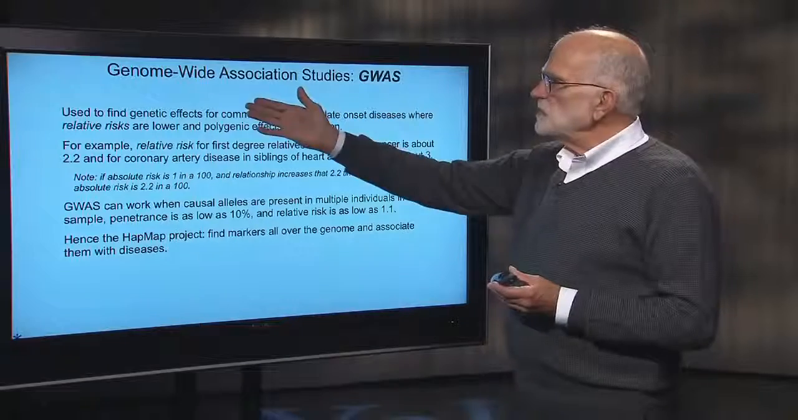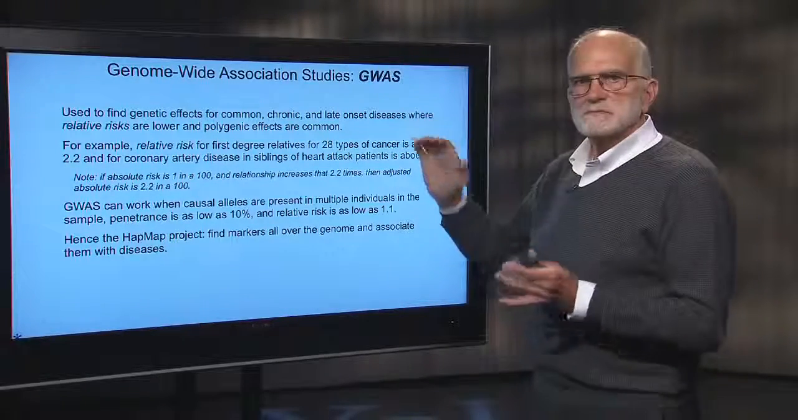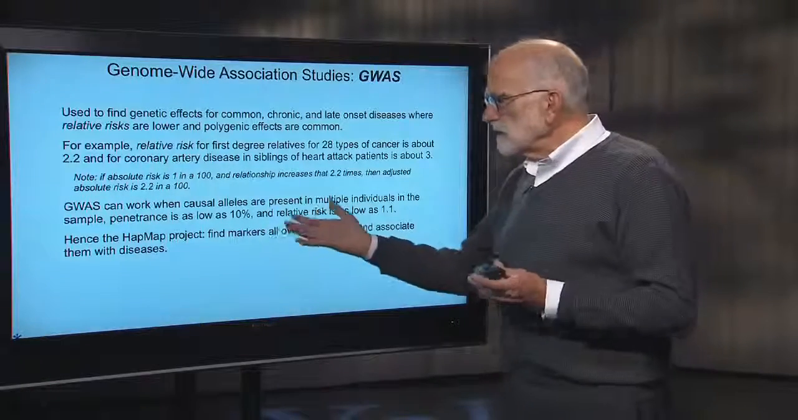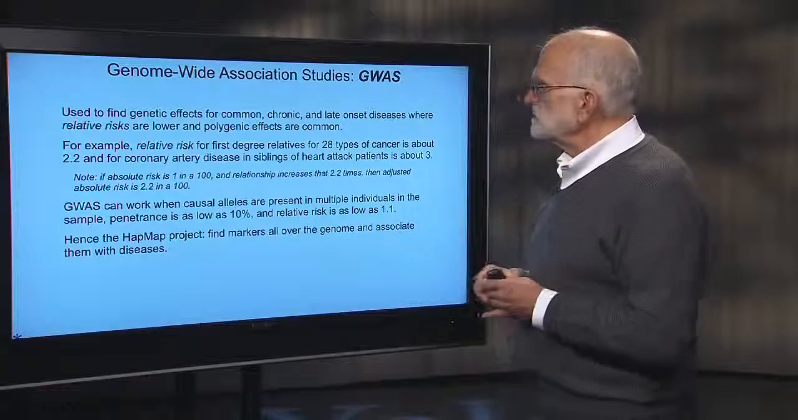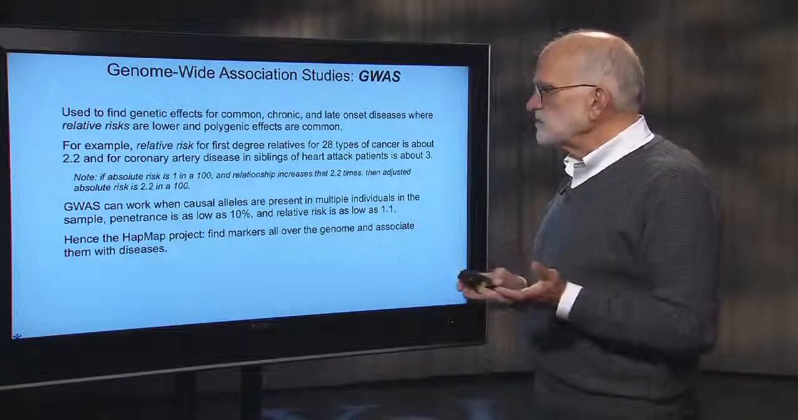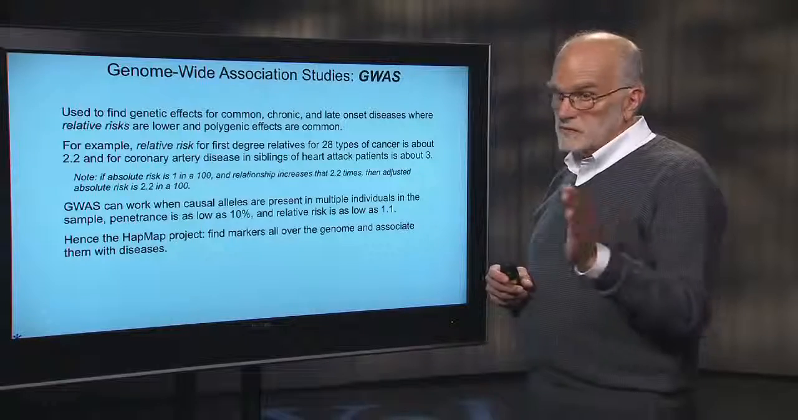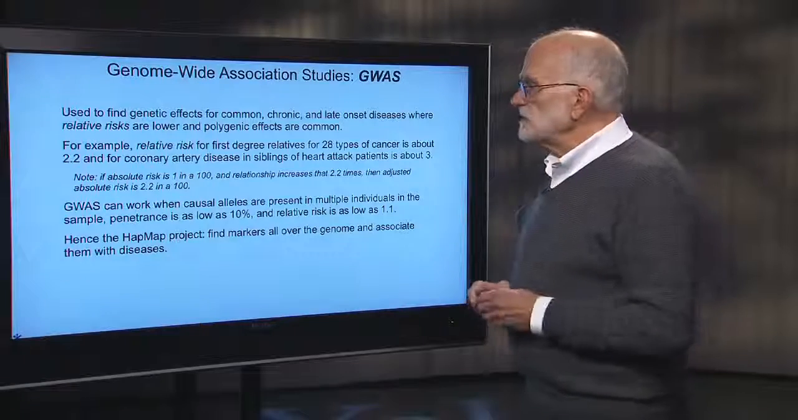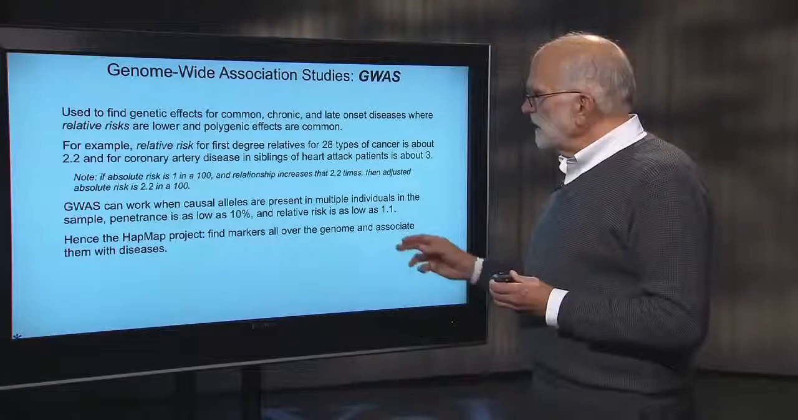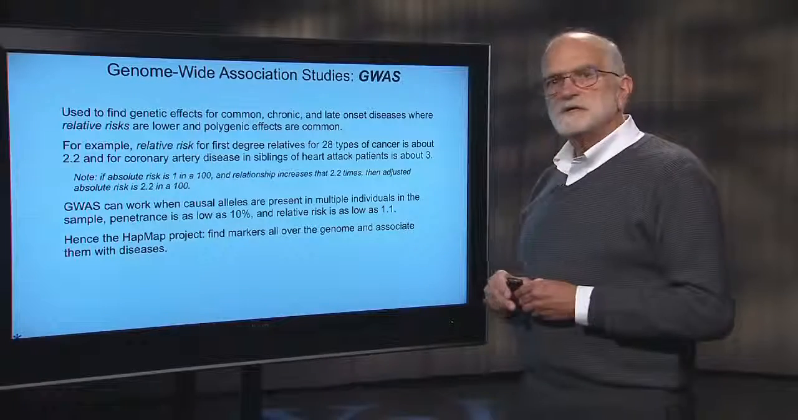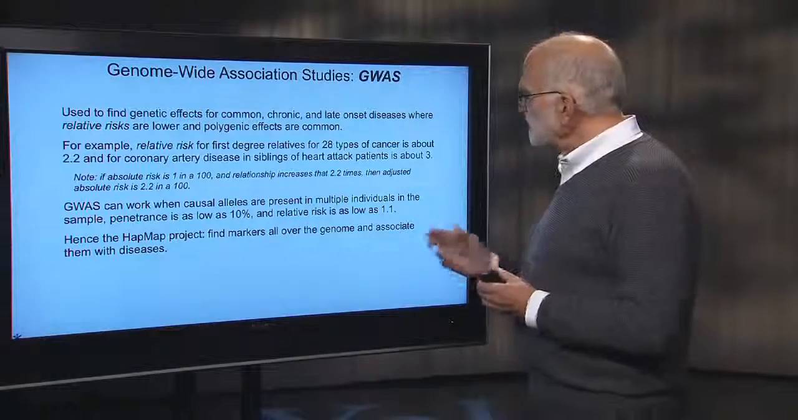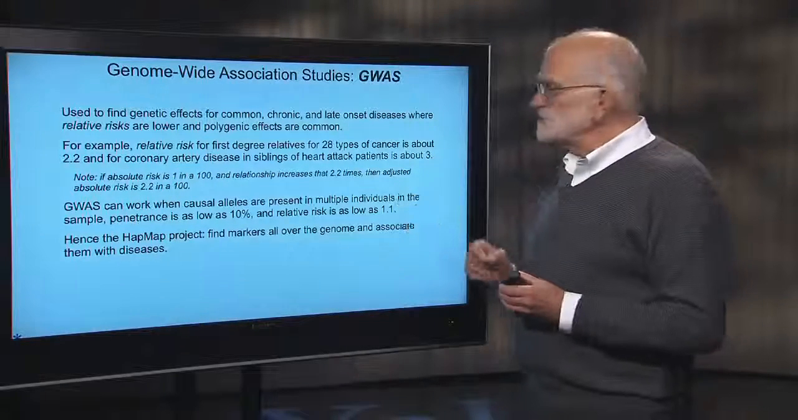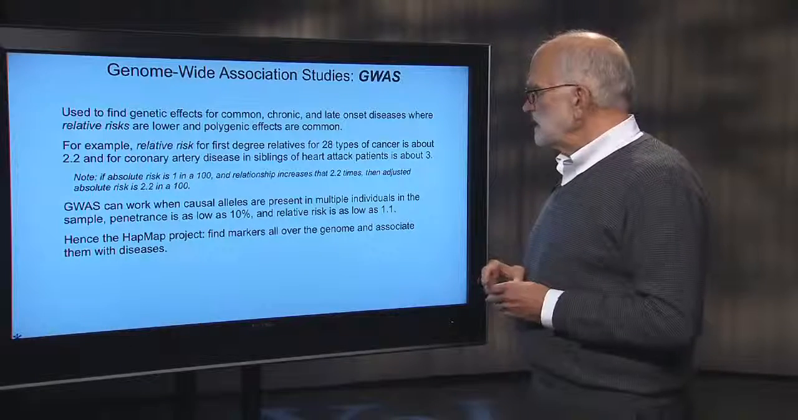Genome-wide association studies are now called GWAS, just as a way of talking about it in a more compressed format. And they work if the important alleles, the genetic variants, are present in multiple individuals. So you have to have a sample where you run into them several times. They don't always have to be completely expressed. The penetrance can be as low as 10%, and relative risk can be as low as 1.1. So the effect of that gene on increasing the risk of a disease can be as little as a 10% effect.